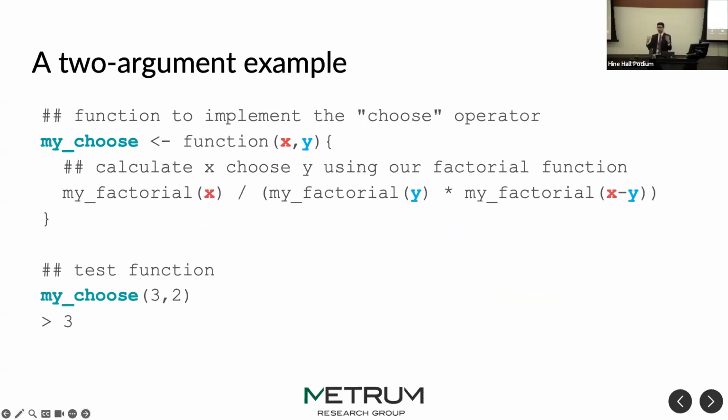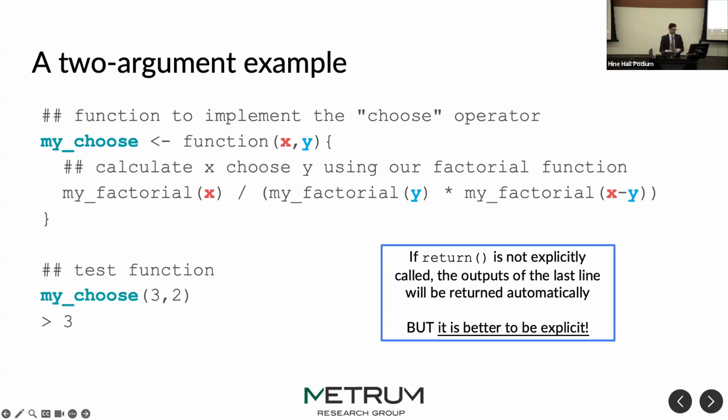Okay, so here's an example of two arguments. I said you can have multiple arguments. So now we're going to implement the choose function, X and Y. We're going to use our my factorial function that we just built. We're going to calculate choose. So we're going to do 3 choose 2. It returns 3. Looks like what I would expect to see.